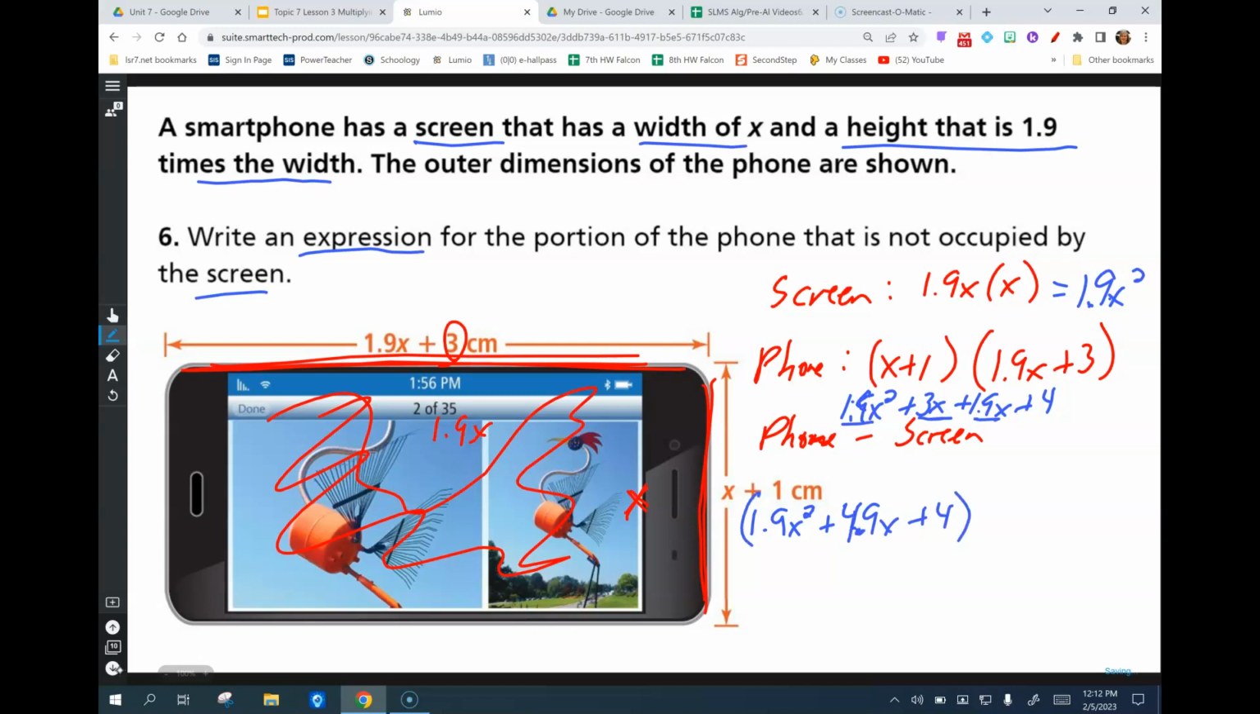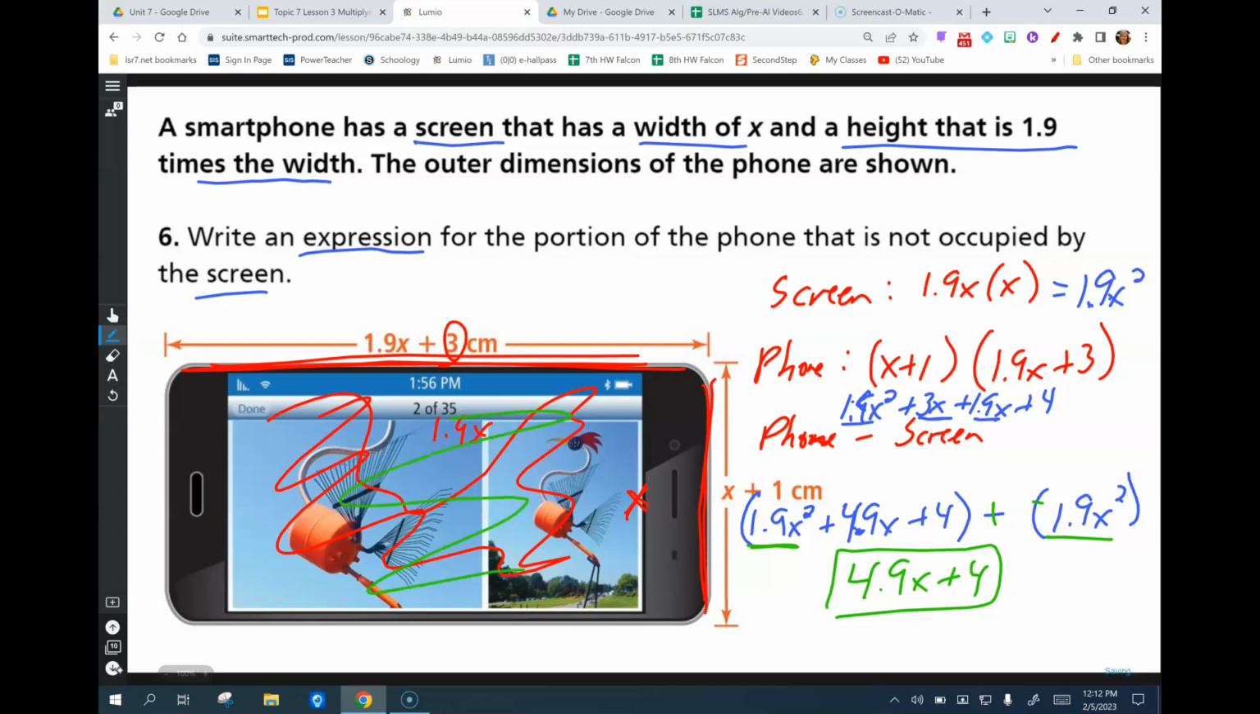I'm going to take that and subtract off the screen, which is 1.9x squared. Then I'm going to combine like terms, and remember when you subtract, cross the line and change the sign. Combining like terms is going to eliminate those. So I get 4.9x plus 4, my expression that shows the area of this phone minus the screen. This is a very common type of problem where they talk about the outside and the inside, but what they really want to know is what this area here is.